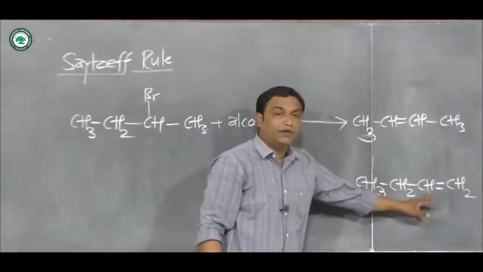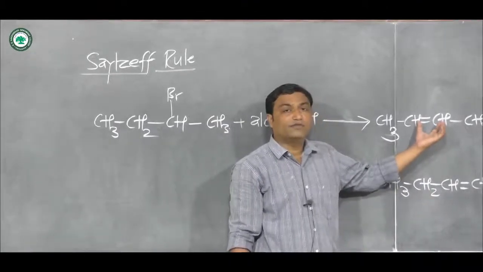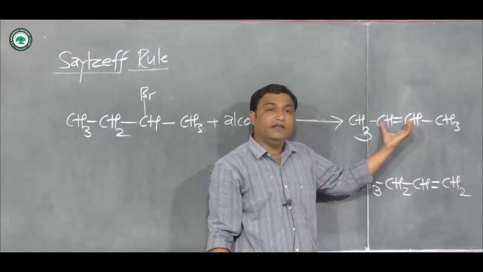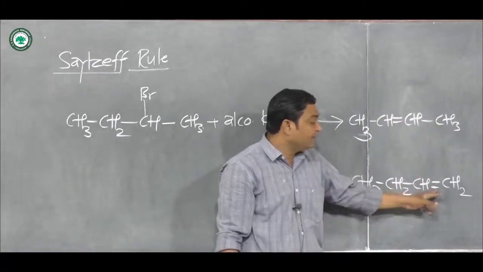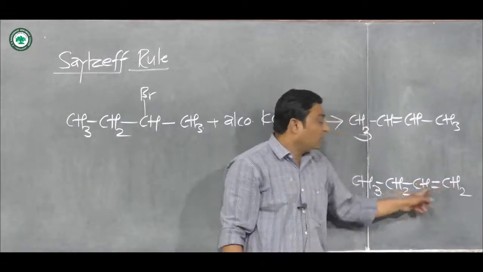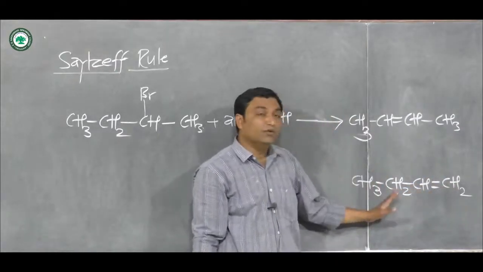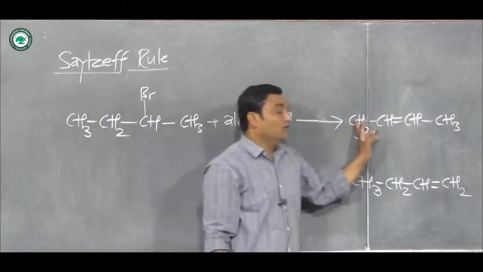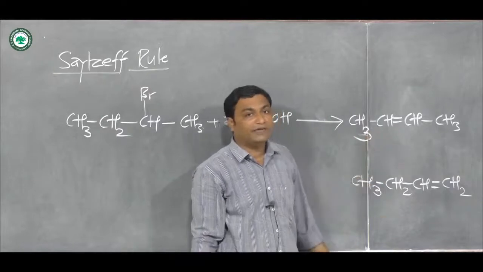this 1-butene. Now out of these, 2-butene is the more substituted alkene because the olefinic carbon atoms present in this alkene have substituents on both sides. In this case, this is the terminal alkene. Only one olefinic carbon has only one alkyl group. That's why it is less substituted. Now the Saytzeff rule states that the more substituted alkene will be formed to a major extent.